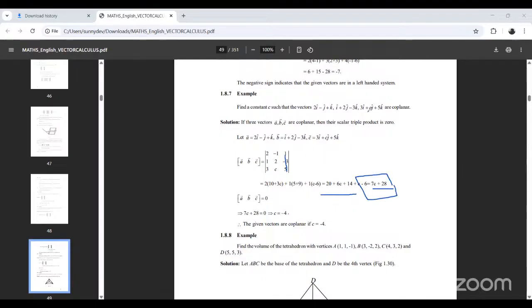But the vectors are already given as coplanar, no? So the bracket should be 0. From there we get C equal to minus 4. Therefore the given vectors are coplanar if C equals minus 4.